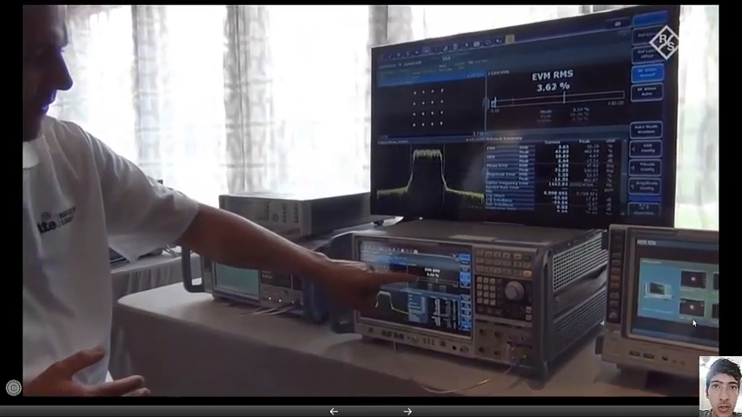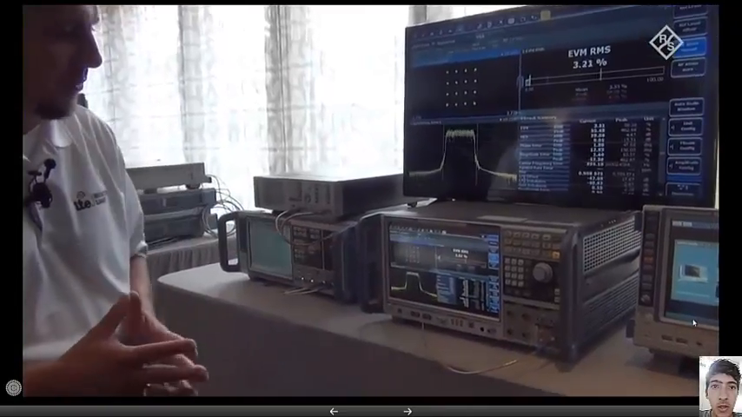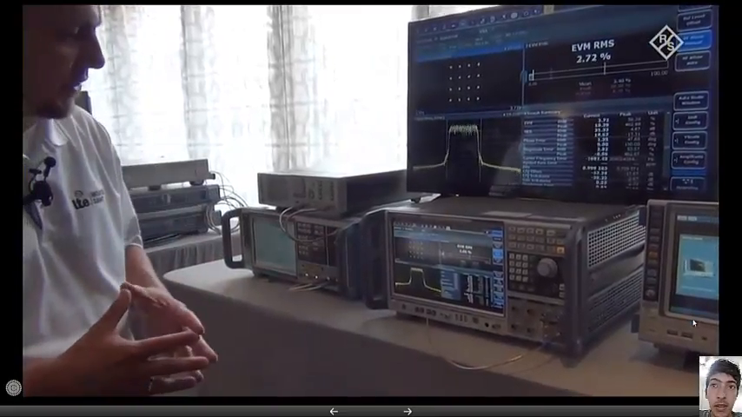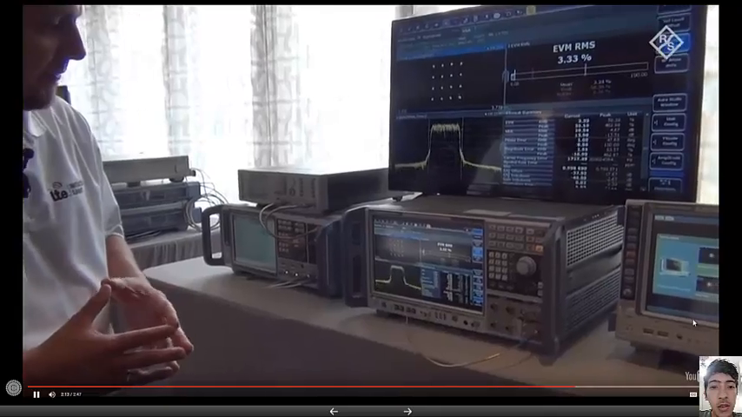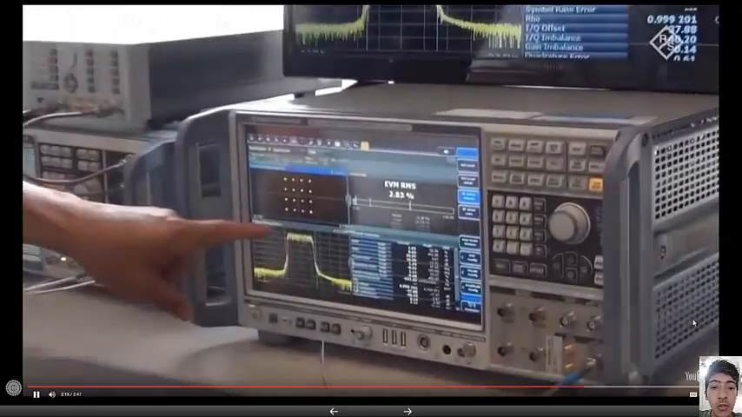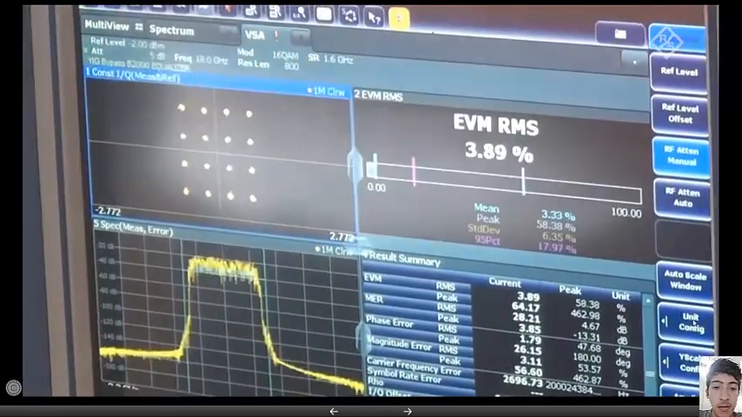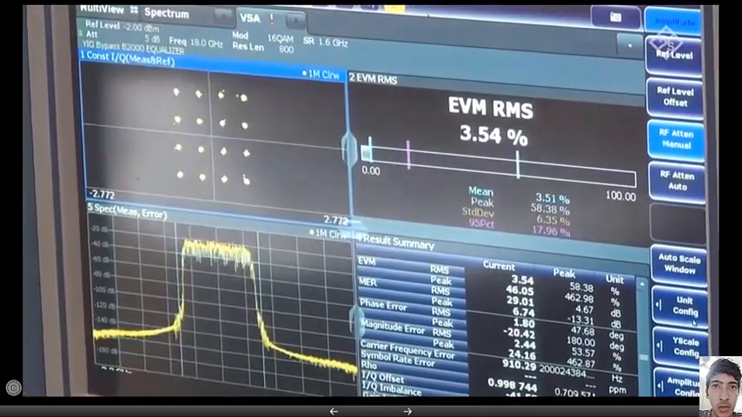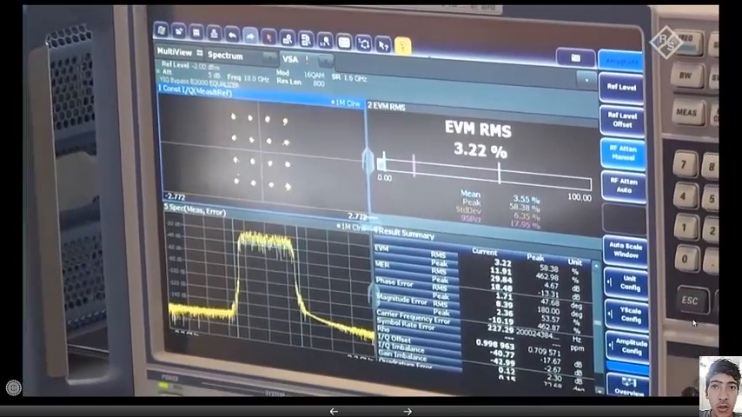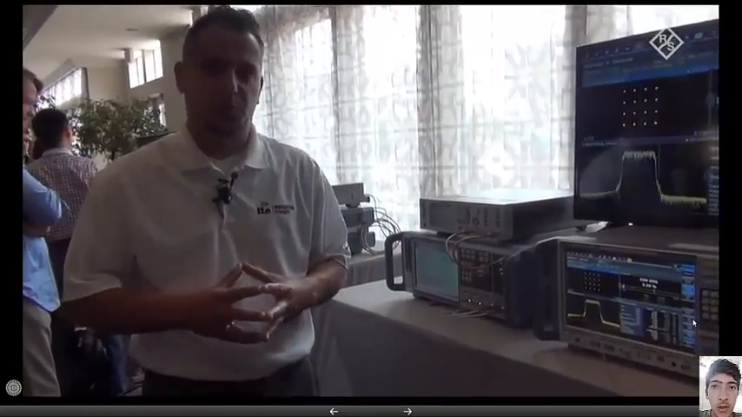As you can see here, we have an EVM of about 3%. We're using a 16 QAM signal, and if you're looking at the power spectrum at this rate, it's a 1.6 gigahertz wide signal that we analyze. So basically this is utilized today by researchers in order to start developing transceivers for 5G at the millimeter wave frequency ranges with that wide bandwidth, and that's what Rohde & Schwarz supports with the test equipment.